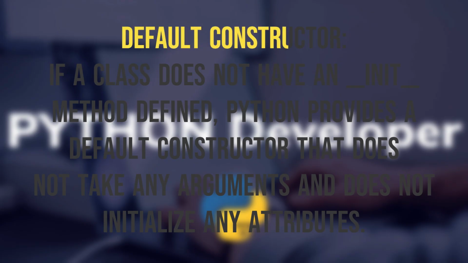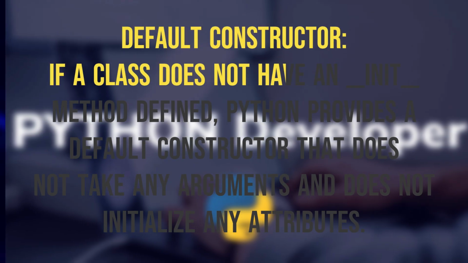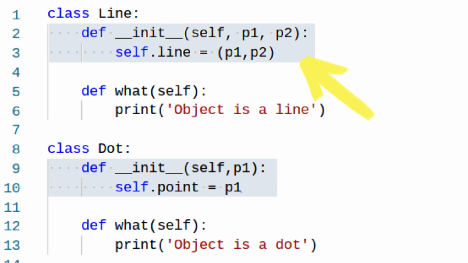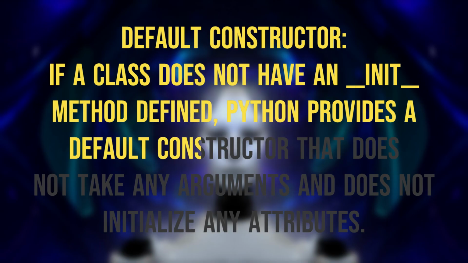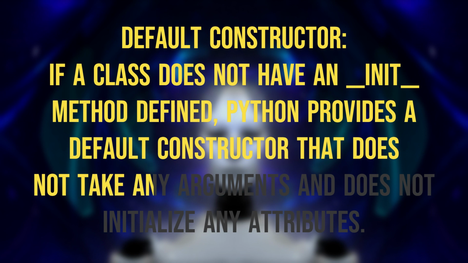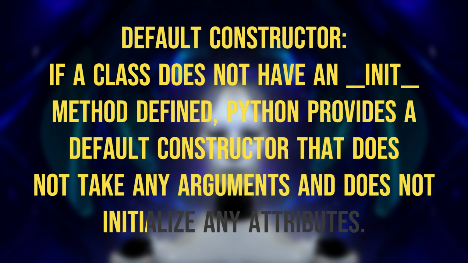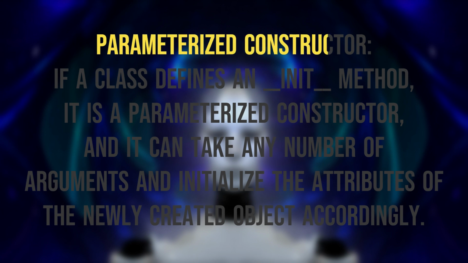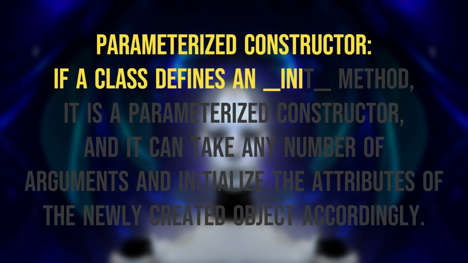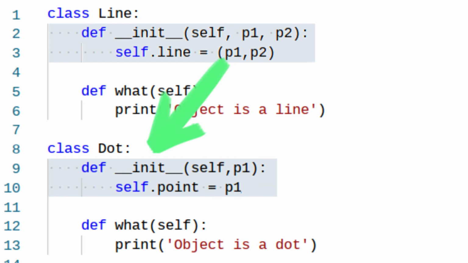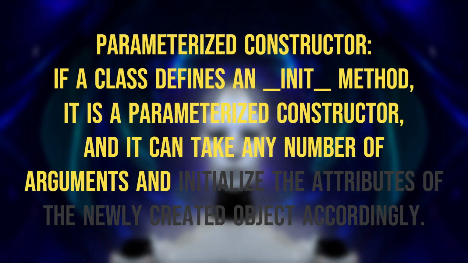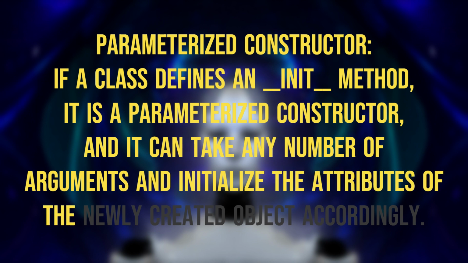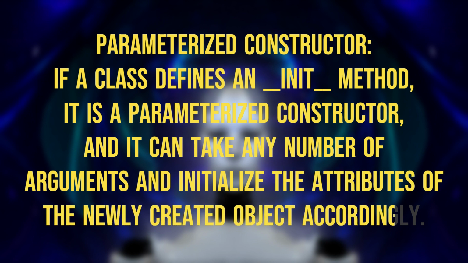Default constructor. If a class does not have an __init__ method defined, Python provides a default constructor that does not take any arguments and does not initialize any attributes. Parameterized constructor. If a class defines an __init__ method, it is a parameterized constructor, and it can take any number of arguments and initialize the attributes of the newly created object accordingly.